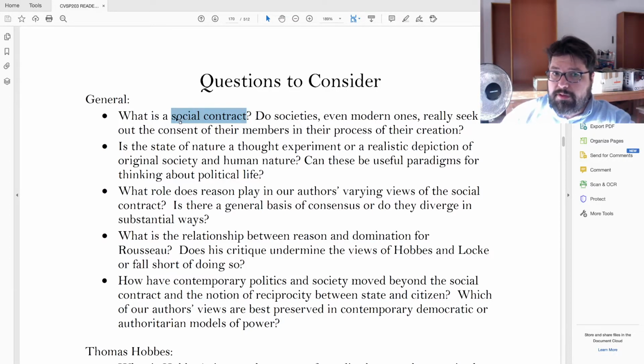So also sometimes this idea of a social contract is used in that way, as a theoretical construct, an abstraction that helps us to analyze and to understand the basis of political theories. So we'll see. We'll get more into that. What is a social contract? Do societies, even modern ones, really seek out the consent of their members? You may notice they don't. But still, this is a powerful idea. Is the state of nature a thought experiment or a realistic depiction of original society and human nature?